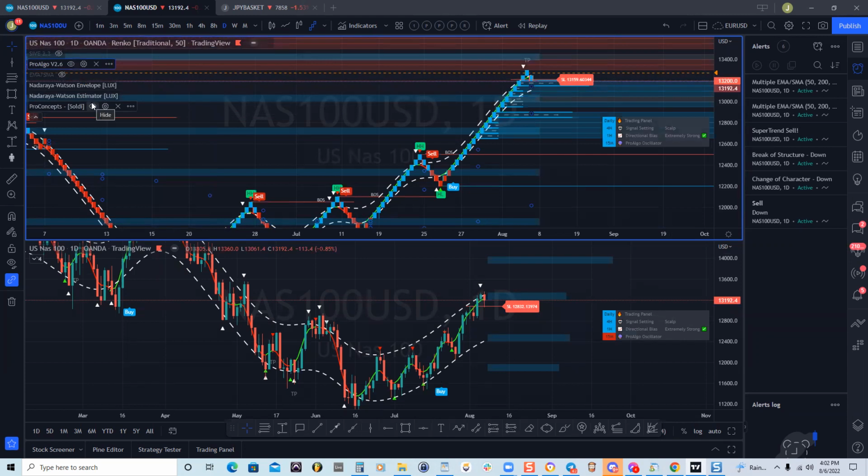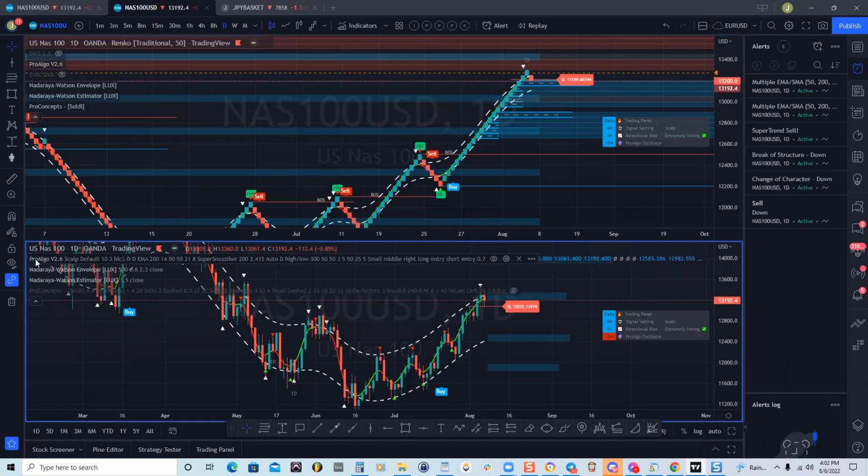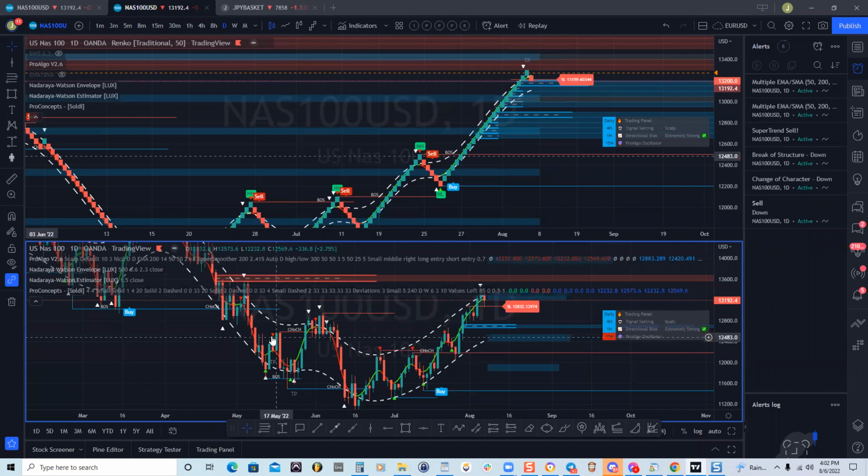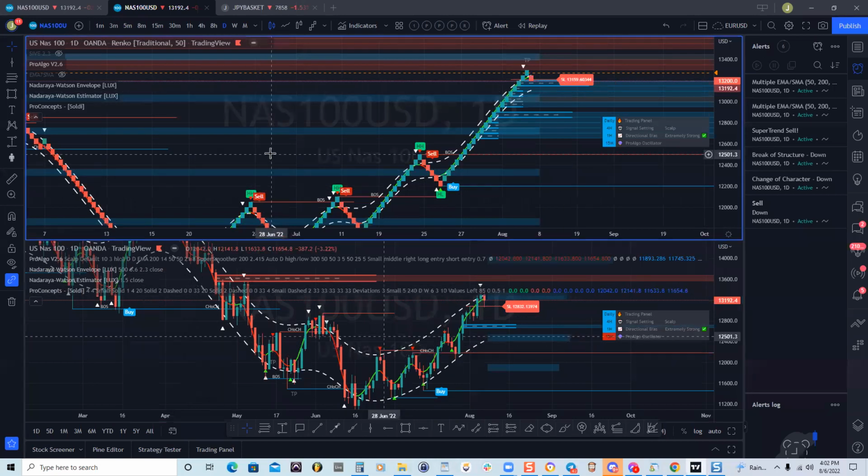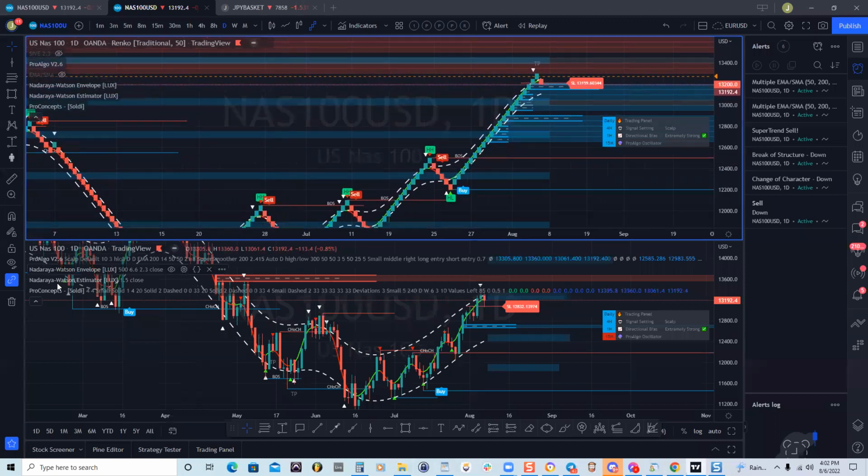When I see a confirmed sell or confirmed buy on Renko, and I look at price action and I see price action moving outside of the envelope, either above or below, those are the trades that I'm interested in.